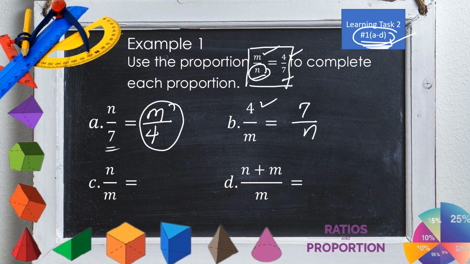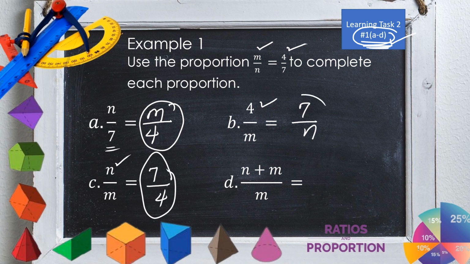Letter C, you have n over m. Okay, so letter C, you have n over m. So what we did is just we inverse the first given. So we're just going to inverse the second. So instead of 4 over 7, we're going to have 7 over 4 because this one is an inverse. So using the inverse property, so we inverse this one. So this is already the correct answer.